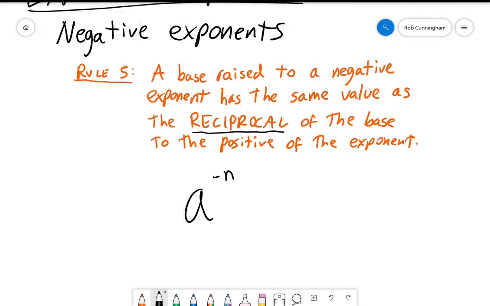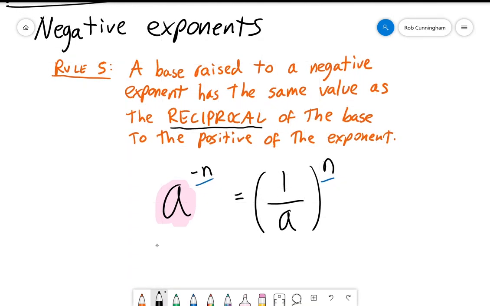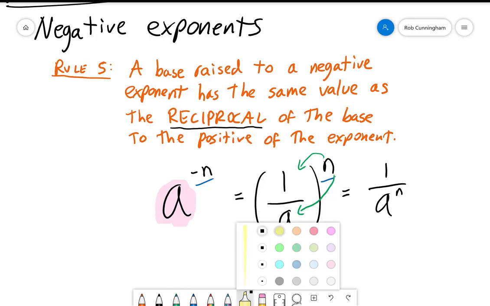So what it means is you take the base and make it reciprocal to the positive of the exponent. So this is negative, this is the positive of that number. And of course, because of our distribution rules, which we learned in the last video, that's the same thing as 1 over a to the n. Right? Because you can distribute this, 1 to the n is just 1, a to the n is a to the n. So that's our rule.